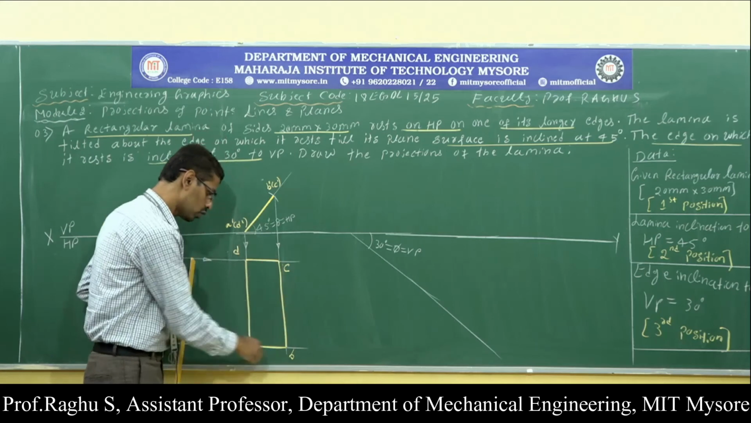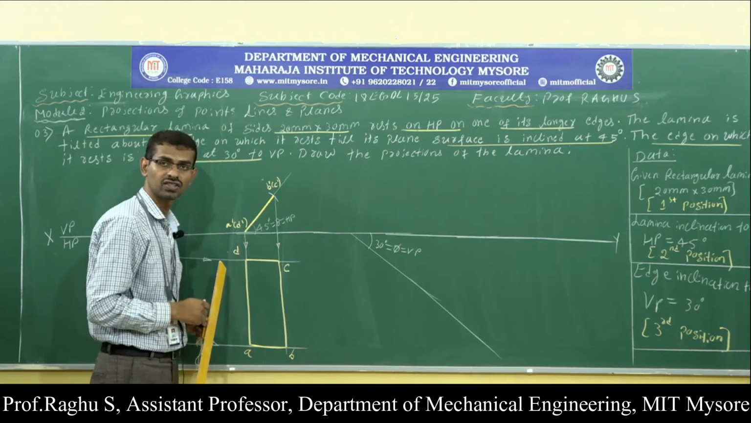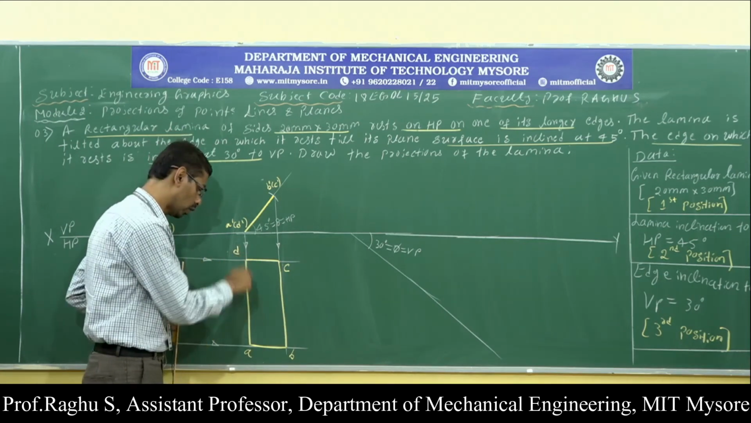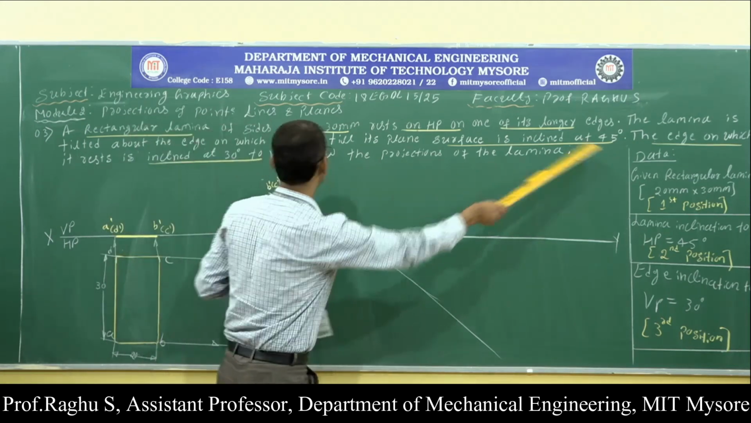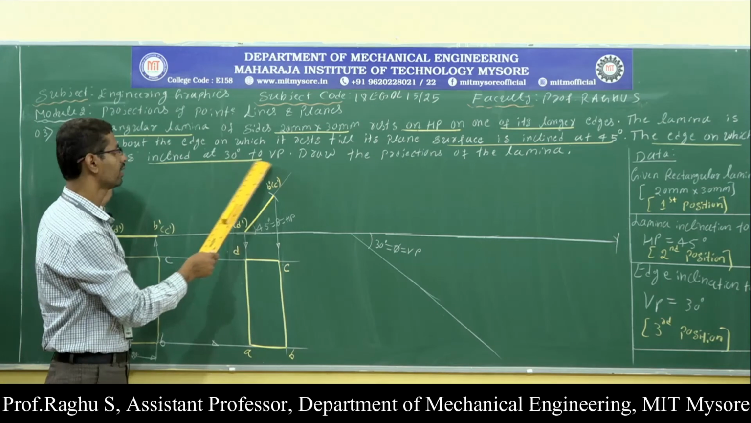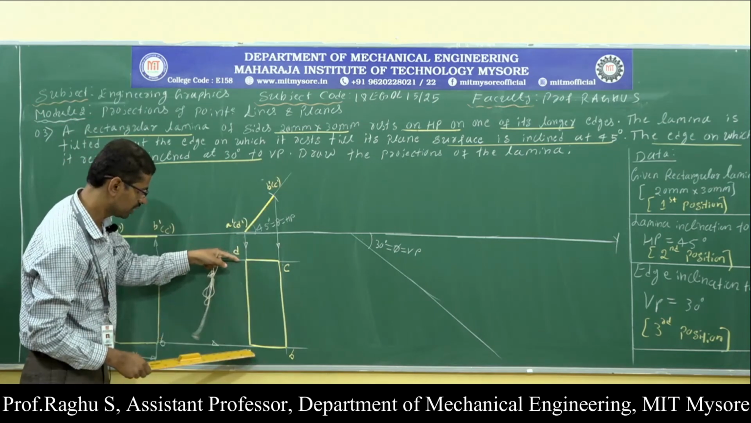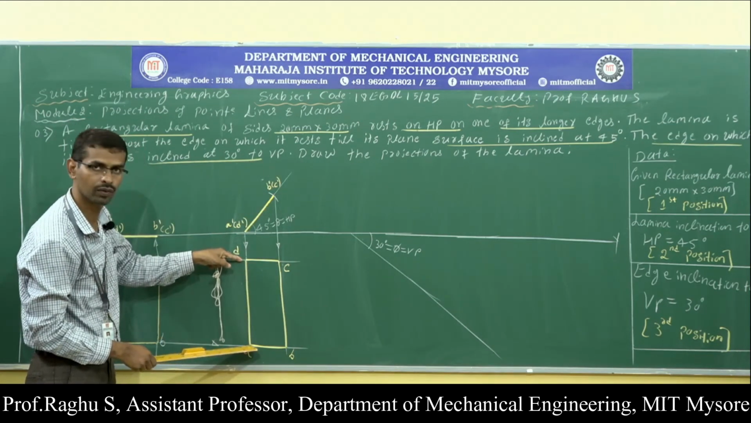Now, out of the four sides, which side is the resting side? Already I told you, the side towards your left side. Okay, AD is the resting side. So the edge on which it rests is inclined 30 degree with respect to VP.